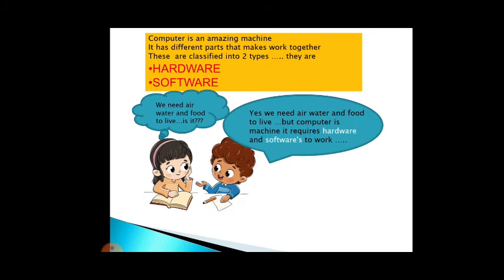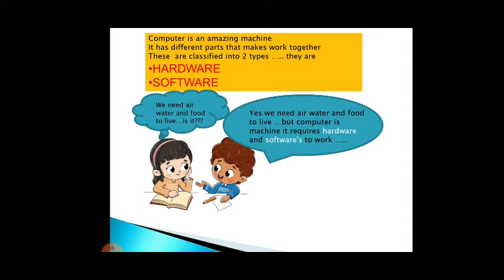So let us start. So computer is an amazing machine. You all know that computer is a machine. So it has different parts that work together, is it? You know the parts of computer. Last class we learned what are the parts of the computer. The basic four parts of the computer are keyboard, mouse, CPU and the monitor. Is it children? Yeah. So it has different parts that work together.